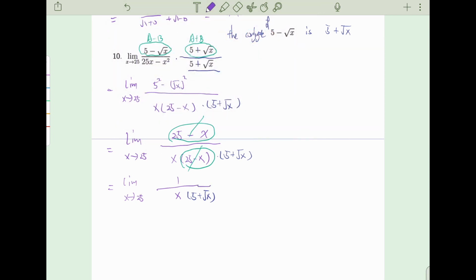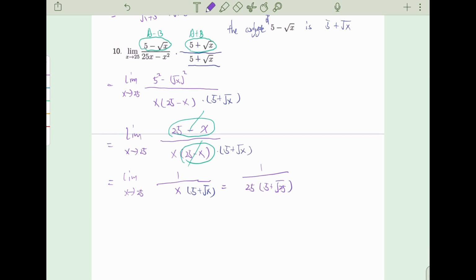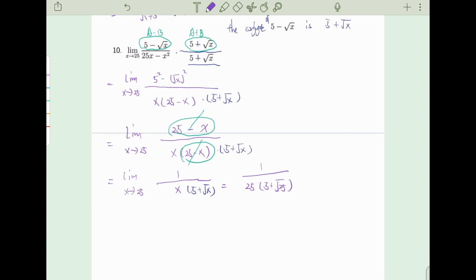Okay, so I plug in. Now 25 multiplied with 5 plus, this is 25. So the answer is 1 over 250.